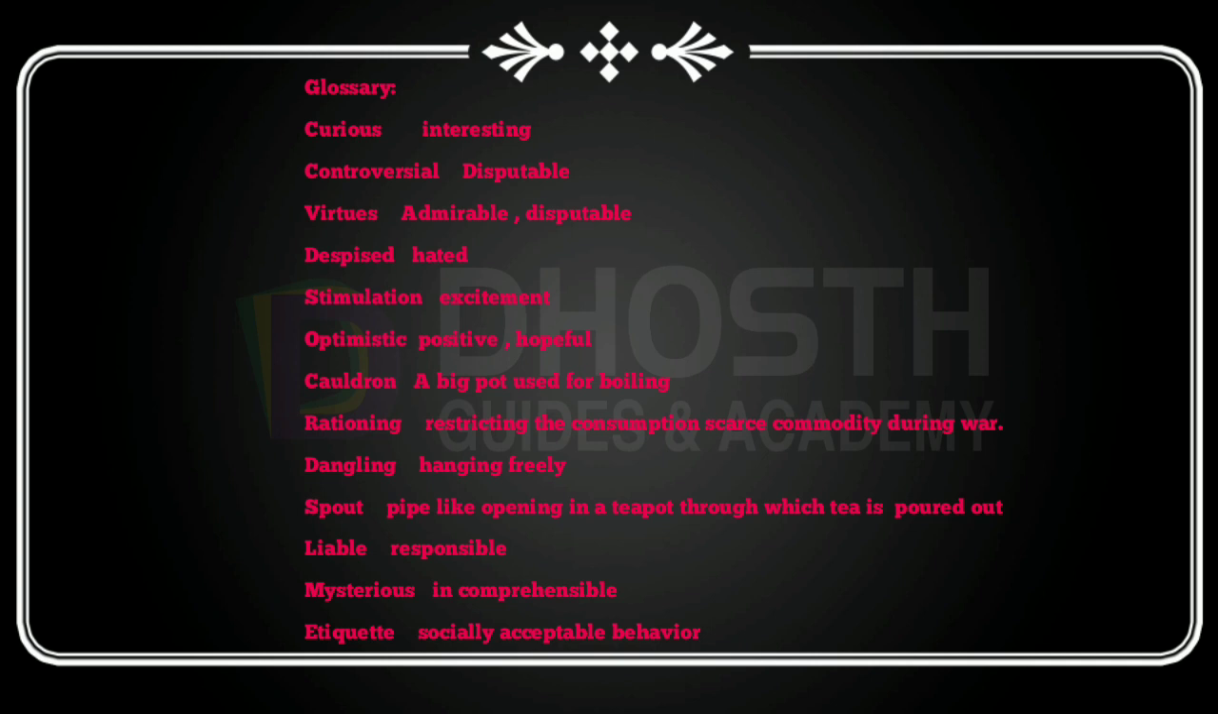Glossary. Curious, interesting, controversial, disputable. Virtues, admirable or disputable. Despise, hated. Stimulation, excitement. Optimistic, positive or hopeful. Cauldron, a big pot used for boiling. Rationing, restricting the consumption of scarce commodity during war. Dangling, hanging freely. Spout, pipe-like opening in a teapot through which tea is poured out.